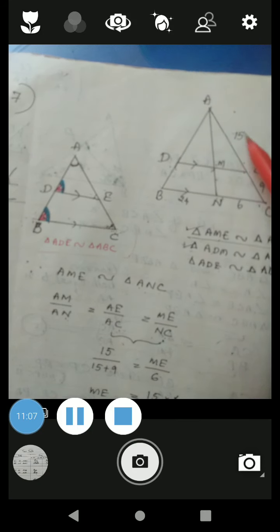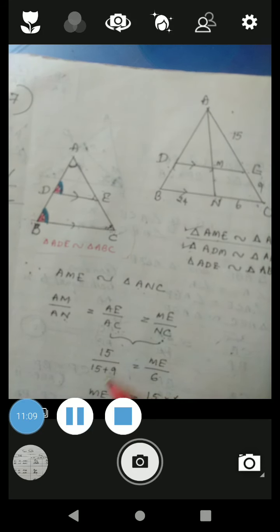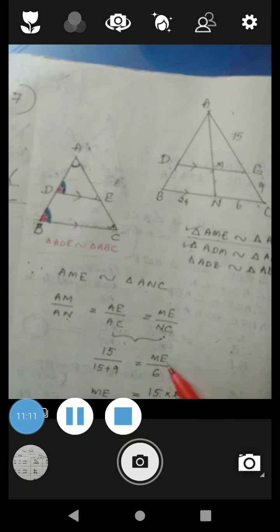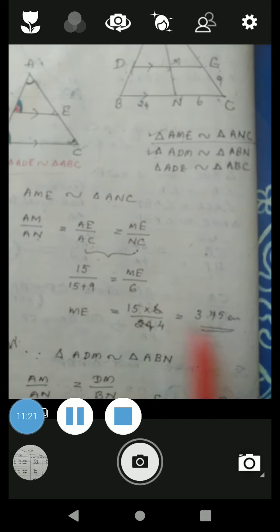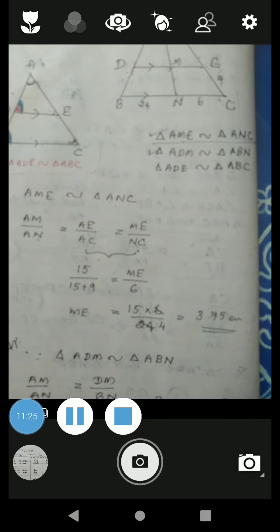AE is 15, AC is equal to 15 plus 9, equal to ME by NC. ME is to be found out. NC is 6. Substitute all these values and simplify. You will get ME is equal to 3.75 centimeters.